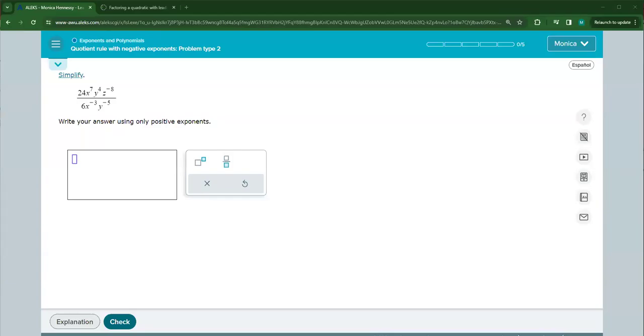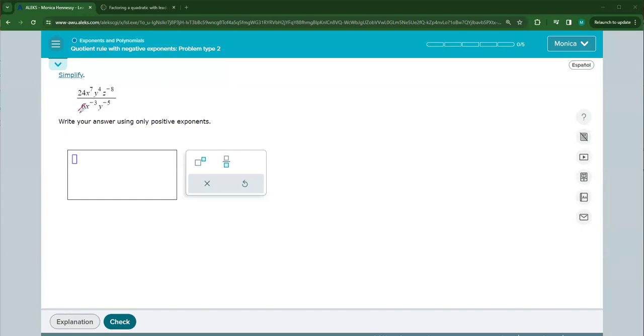Okay, so this is the quotient rule with negative exponents, type 2. With this, we're going to be simplifying everything. What I like to do, since there are no parentheses in this problem, is deal with the coefficients, and then start putting those variables where they want to be. Anything with a negative exponent is on the wrong side of the fraction, and it wants to be in the other spot and then become positive. And then I'll do my other rules of how I'm going to combine those common bases that we're going to have.